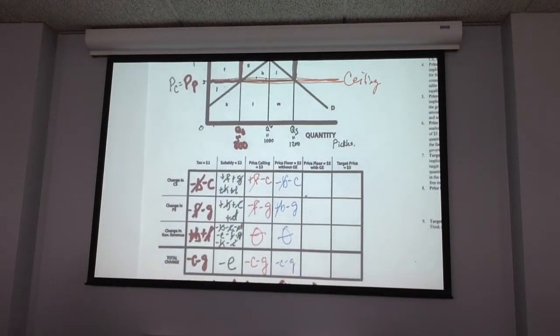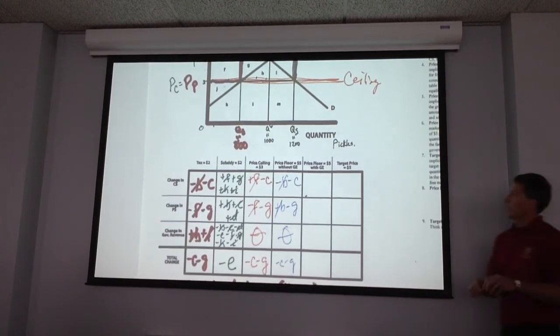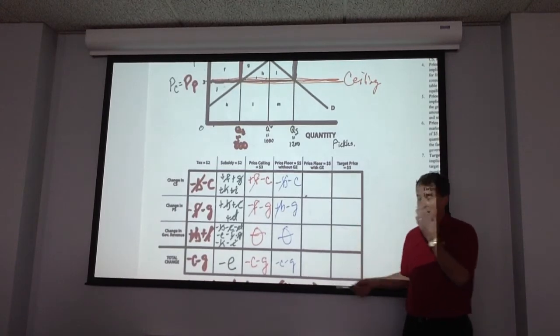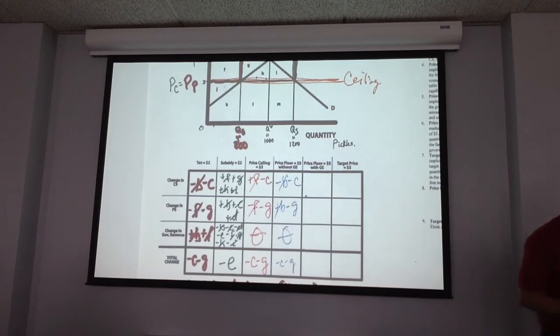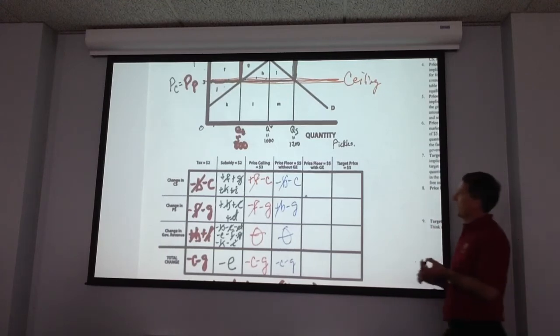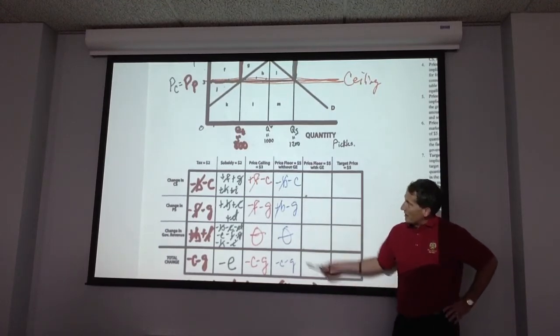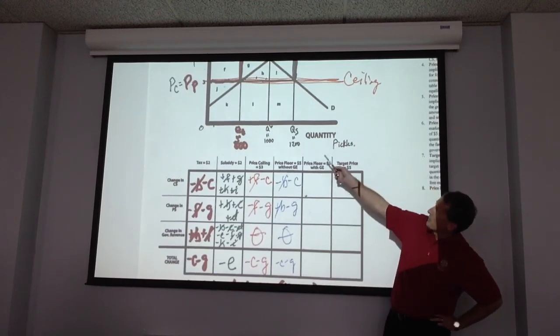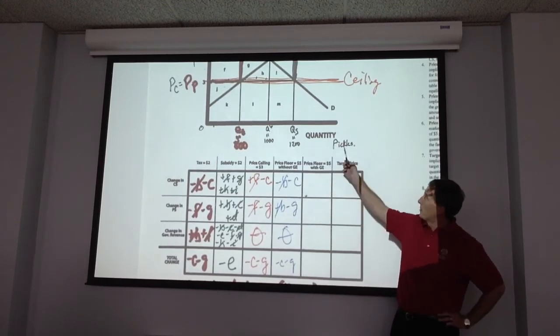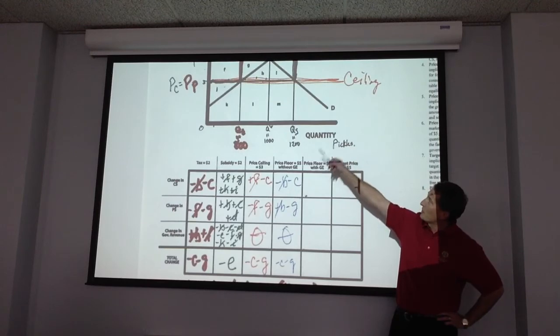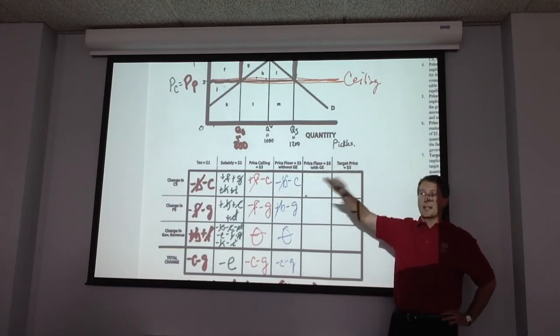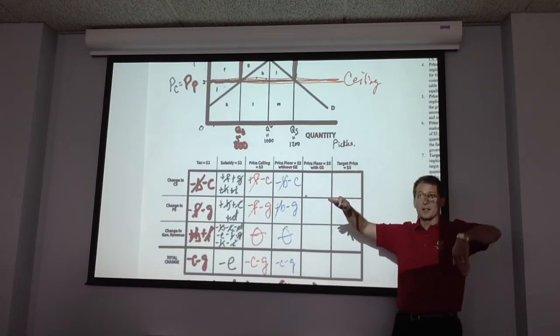Okay, now the next ones we start to get a little creative. This is based on a real life story in the United States. In the 1970s, the government, in all its wisdom, said, I want to help out those poor farmers, the pickle farmers maybe, but there were all kinds of other farmers. And so let's just say that prices can't fall below $5.